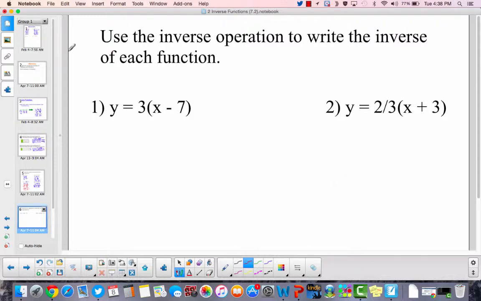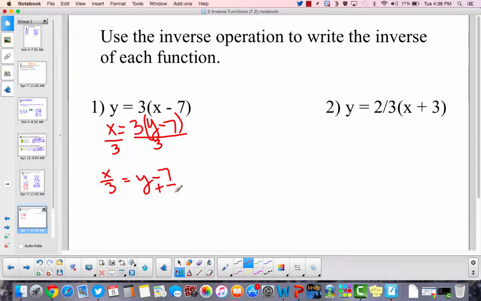Okay. Let's look at this one. If we don't distribute, so let's say x equals 3 times y minus 7, but I need my parentheses still. Now, before I can subtract that 7, I've got to get rid of that 3. So I could divide both sides by 3. So I get x over 3 equals y minus 7. So let's add 7 to both sides. So I get x over 3 plus 7 equals y.